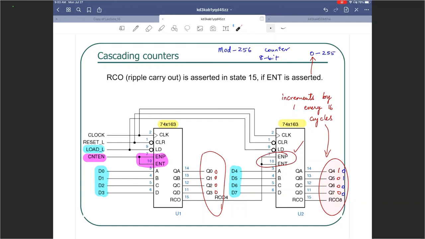Left count. All right. So in this case, if I don't connect anything over here, it is going to keep counting from 0 to 255, 0 to 255, 0 to 255, and so on. But I could do other things with it, right? Like I could count from some arbitrary value to some arbitrary stop value. So for example, I could count from 60 to 128, right?